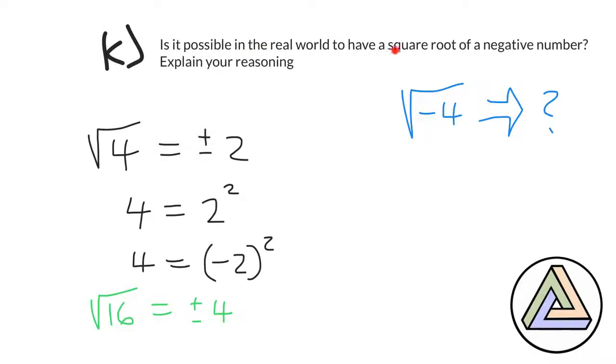In the real world, can we have a square root of a negative number? And the answer is no, because there is nothing times itself that would give me a -4. Because think about it. You might say, well, what about -2? Well, -2 squared gives me a positive 4, because a -2 times a -2 is a negative number times another negative number, which gives me a positive number, right?